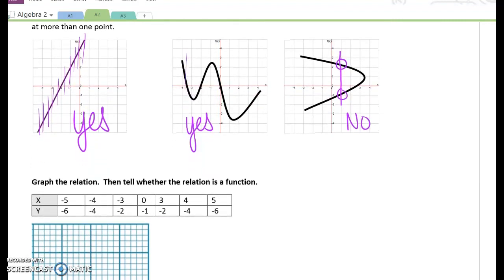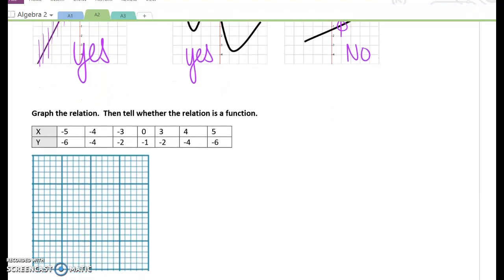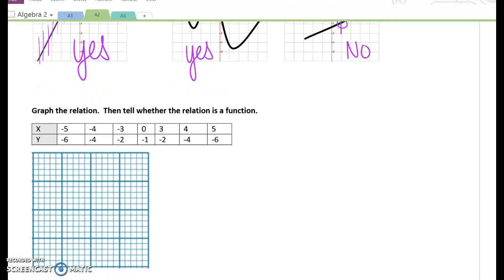Okay, the next one. Graph the relation, then tell whether the relation is a function. So again, just practicing. Another way to show a relation is through a table of values. Graph these points from the table of values and then determine if it's a function.